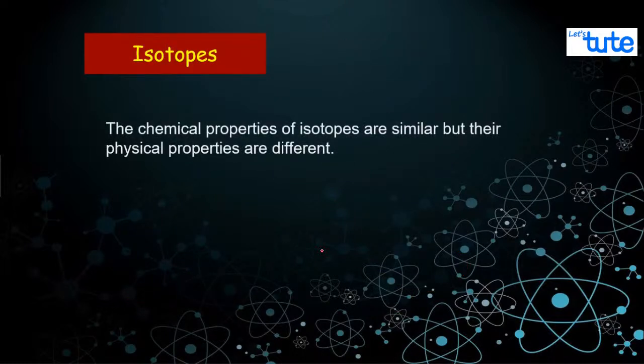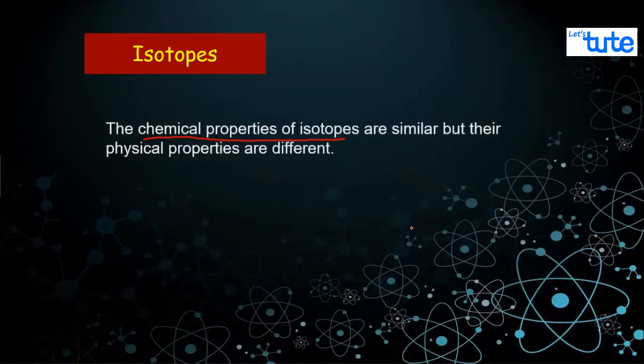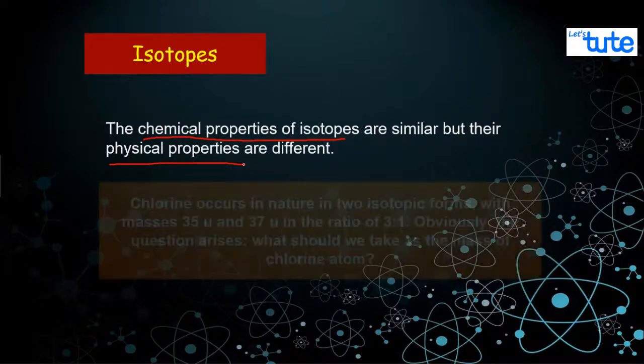The chemical properties of isotopes are similar. For example, in this condition, chlorine 35 and chlorine 37 are isotopes which have the same chemical properties. Their chemical properties are similar, but their physical properties are different. So one can be solid and the other can be liquid. Okay, so these are certain properties of isotopes which should be followed.